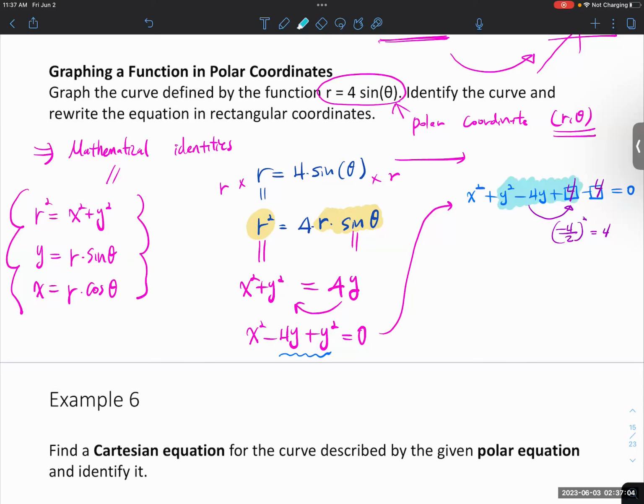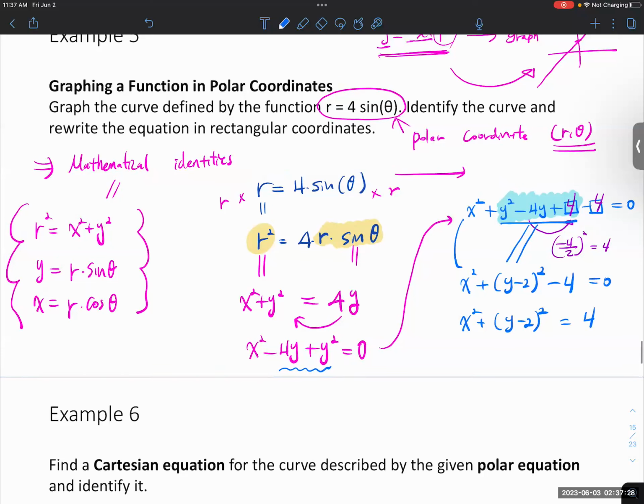y squared minus 4y plus 4. That's the same as, so we can rewrite it. This is the same as x squared plus (y minus 2) squared. That's the corresponding, and we have a -4 equal to 0, which means x squared plus (y minus 2) squared equals 4. Wow, what happened?